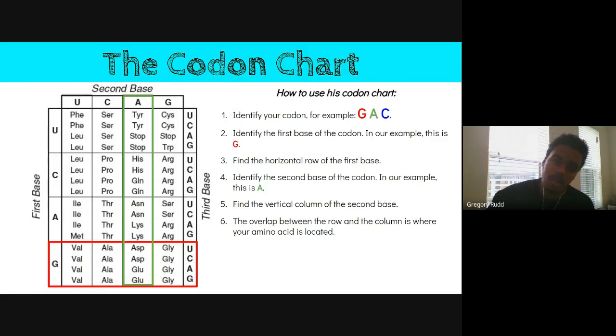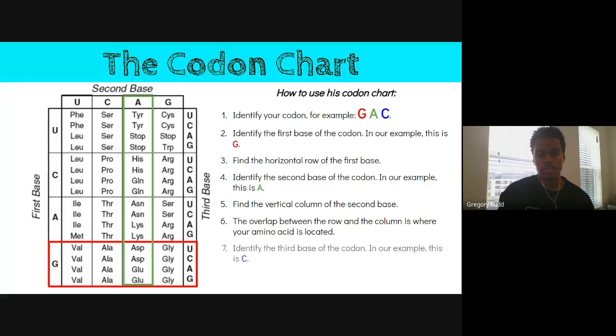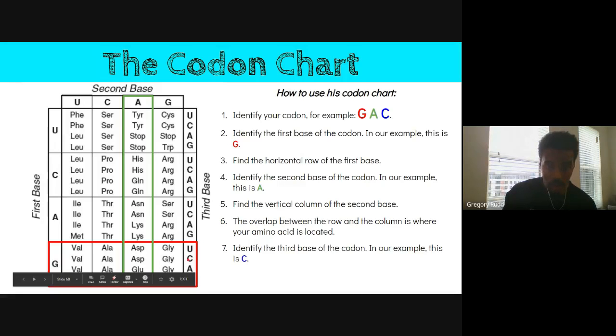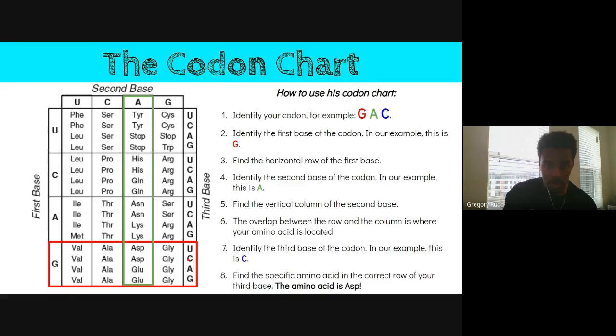What's my third letter? That is C. C is the third letter. It's the third base in the codon. Good job. So once I've realized what my third letter is, I have to look on the right side now with my third base. And I see here's C right here. So I can draw an arrow from that C over, and that tells me that my amino acid is ASP, which stands for aspartate or aspartic acid.